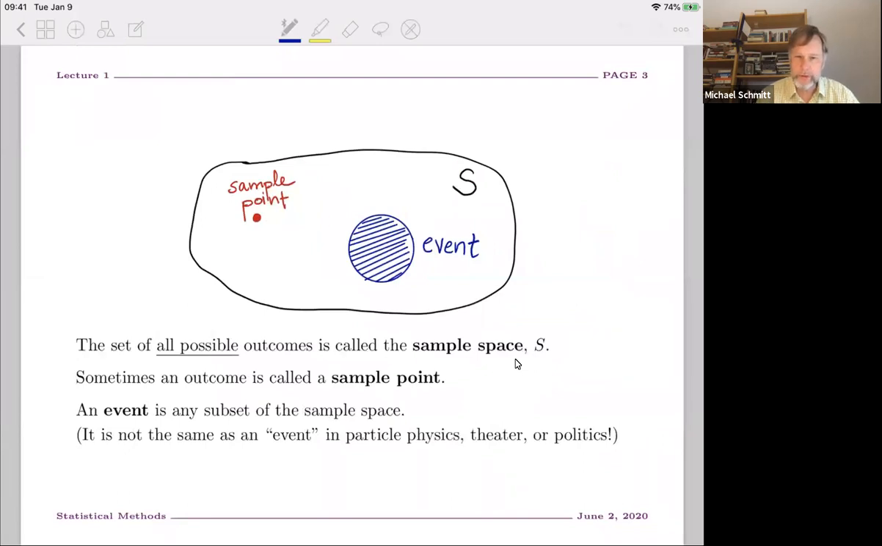Here's a kind of simple picture of a sample space. It's an abstract picture. You could have a sample point inside this sample space that would be a unique outcome, like a coin coming up heads. Or you can have an event, meaning a group of sample points, which is simply basically an arbitrary subset of the sample space. And again, I want to emphasize that the event that we talk about here is not the same as an event in particle physics, such as a neutrino entering a detector and producing a muon track or something like that. Okay.